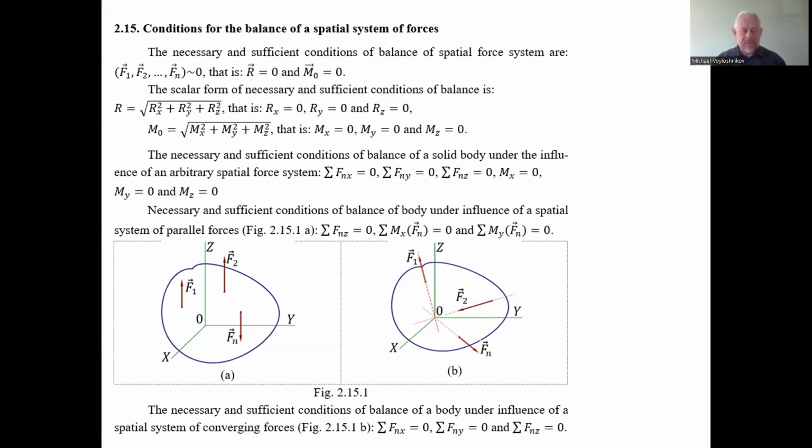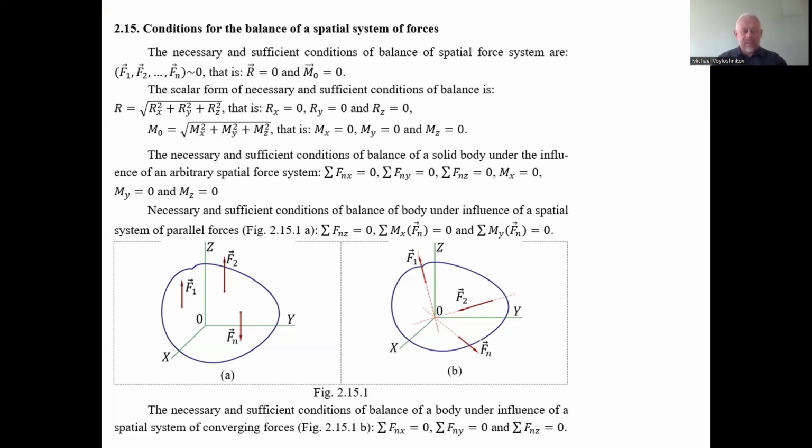First of all, about the special system of forces, we have necessary and sufficient conditions for balance of a special system of forces. We have here F1, F2, etc., Fn, which have to be equal to 0. That's a condition of the equilibrium of the system of forces. In the vector form, this corresponds to the equality to 0 of the resultant of the indicated system of forces. And we have to have the resulting moment of the system of forces, as well, a vector, equal to 0.